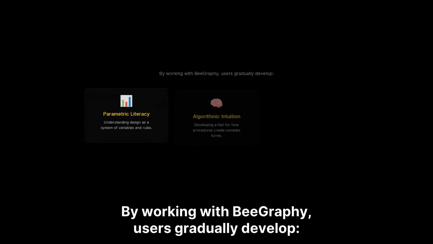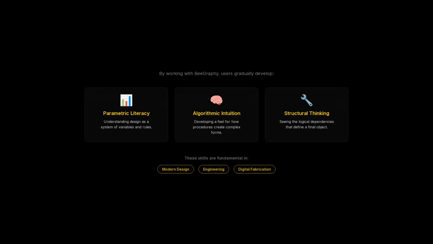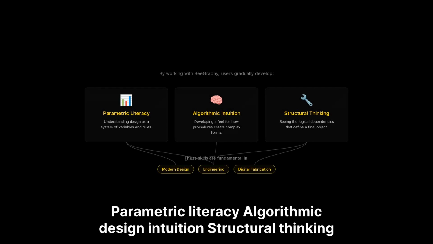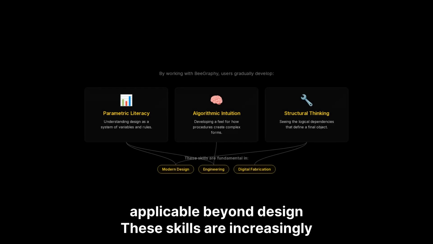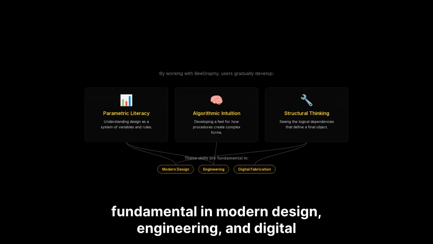By working with BeeGraphy, users gradually develop parametric literacy, algorithmic design intuition, and structural thinking applicable beyond design. These skills are increasingly fundamental in modern design, engineering, and digital fabrication.